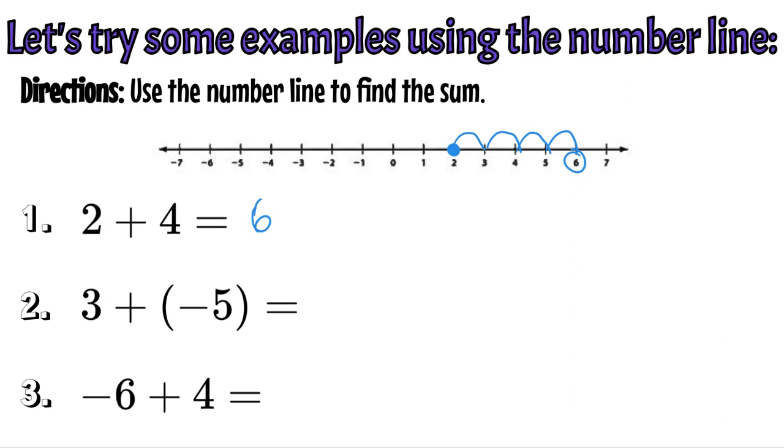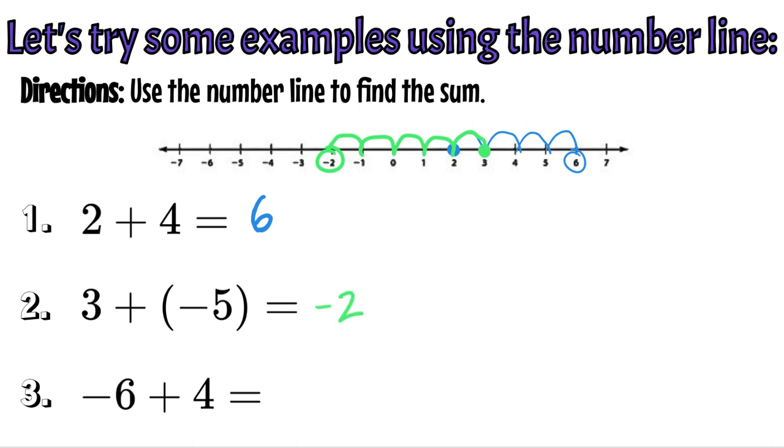Let's try the next one. Number 2 says 3 plus -5. So here we start by graphing the number 3, and since we're adding a negative number, we're going to move left on the number line, 5 spaces. 1, 2, 3, 4, 5. That brings us to -2. So 3 plus -5 is -2.